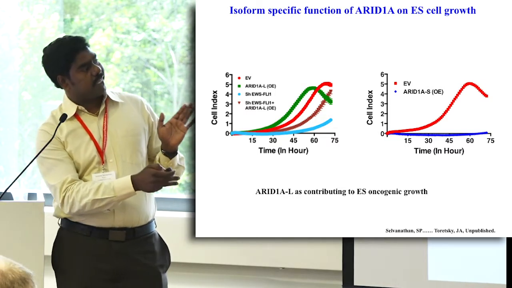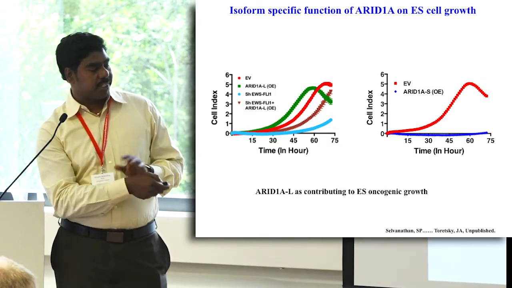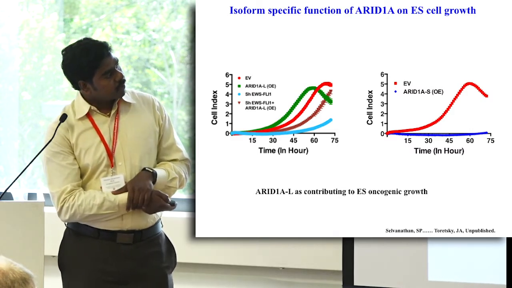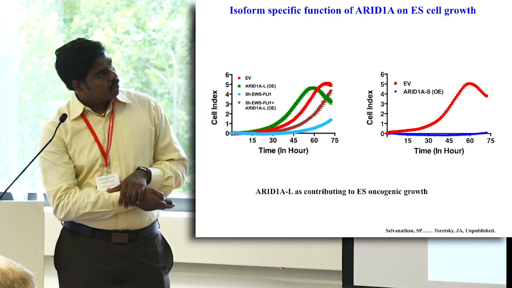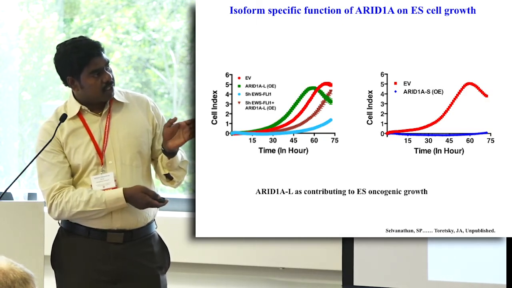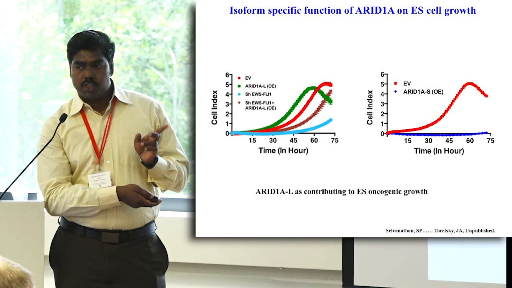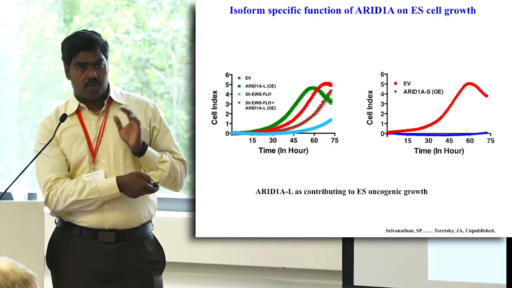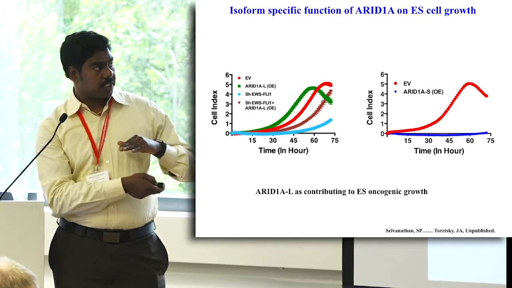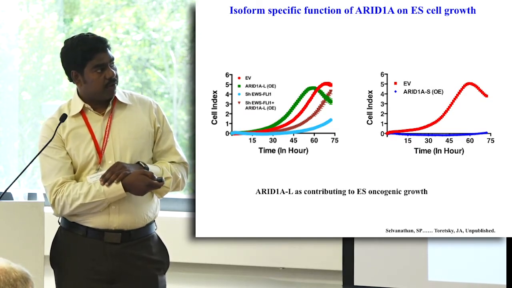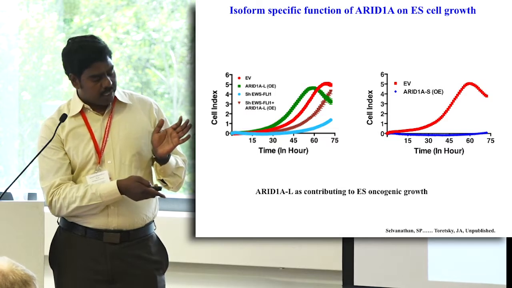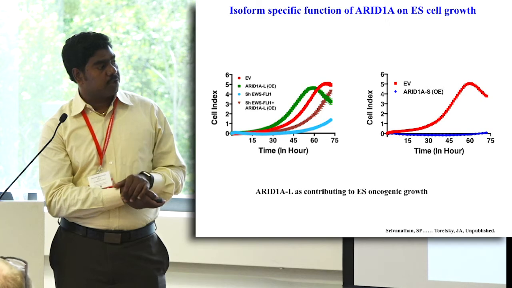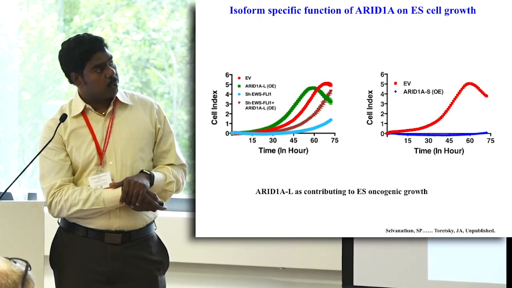We consider the excision experiments only up to 72 hours, because after that the cells become oversaturated. So next, surprisingly, we saw that when we overexpress the short isoform, it completely kills the cells, even though the wild-type EWS-FLI1 is still present. It completely killed the cells within 3 days of overexpressing the short isoform. So this clearly indicates that the ARID1A long isoform has a significant contribution to Ewing sarcoma oncogenic growth.